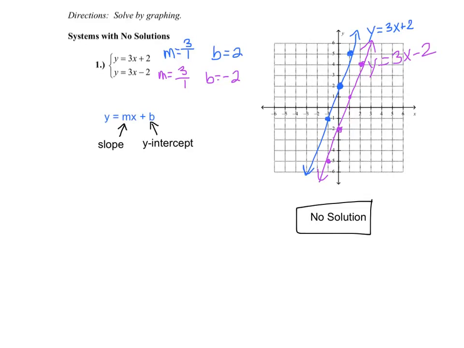Another way to identify if there's no solution is whenever we have the same slope. Notice our slope is the same. Whenever we have the same slope, the lines are always parallel, and it's always going to be no solution as your answer. So the same slope means parallel lines, which means no solution. Now let's look at an example with infinitely many solutions.